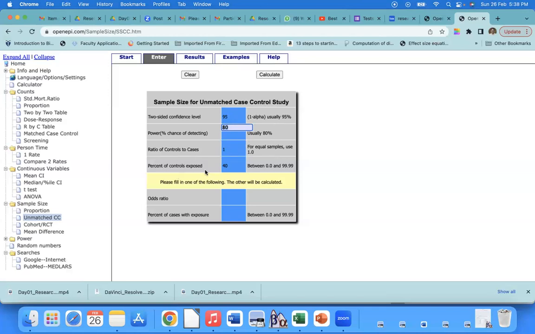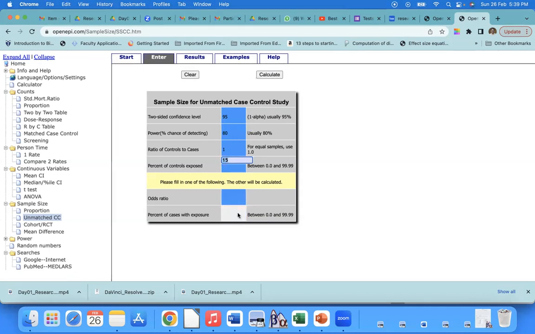Percentage of controls exposed to the risk factor. Think of a case control study of cardiovascular disease. Cases will be those with cardiovascular disease. Controls will be normal individuals, right? Among normal individuals, maybe 15% are smokers. So the percentage of controls exposed, that means the percentage of normal individuals who smoke, is 15%.